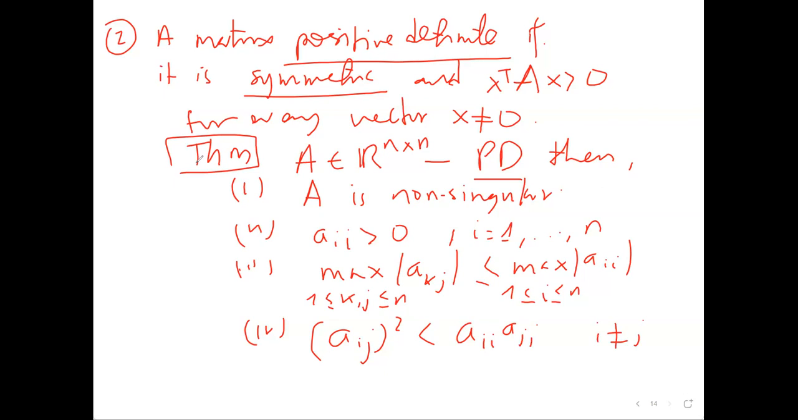So if you have a positive definite matrix, which is symmetric, and this condition is satisfied, then we say that the matrix is non-singular, the entries on the diagonal are positive, the maximum entries are on the diagonal, and the square of the entries of the matrix which are not on the diagonal is less than the product of the corresponding diagonal entries.